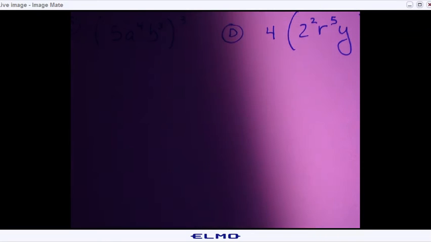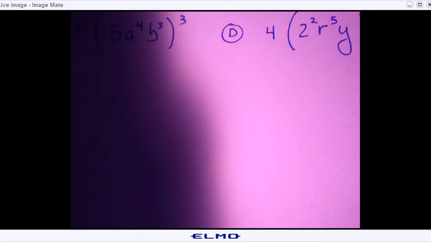Right, here we go. Under the boardwalk. Let's do some math. Here we go.